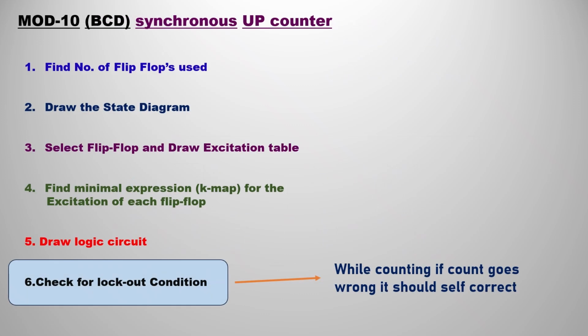After building the circuit, it's not done yet because we need to check for the lockout condition. While counting, if the count goes wrong, it should correct itself. That is known as self-correcting. So that is what we check for in the lockout condition. Let's see how to do that.